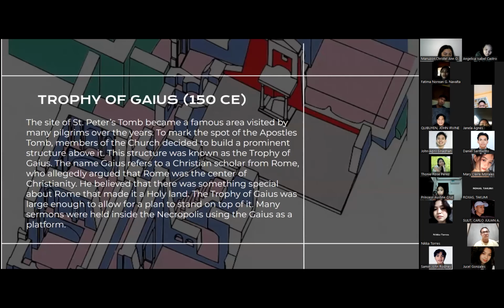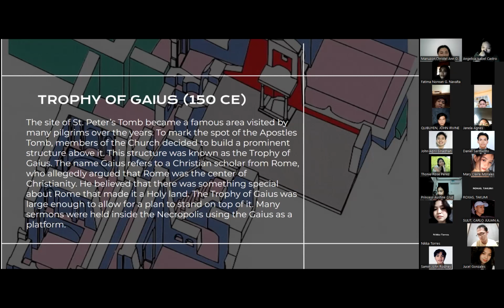Good afternoon, everyone. So, Trophy of Gaius in 150 Common Era. So, this site is the Peter's Tomb, a famous area visited by many pilgrims over the years. Ito yung naging famous area na binibisita ng mga pilgrims ng year na yon. Tapos to mark the spot of the Apostle's Tomb, members of the church decided to build a prominent structure about it. The structure was known as the Trophy of Gaius.